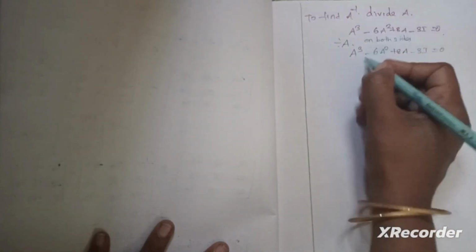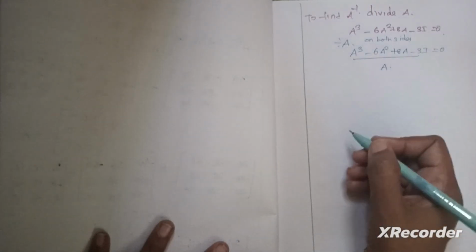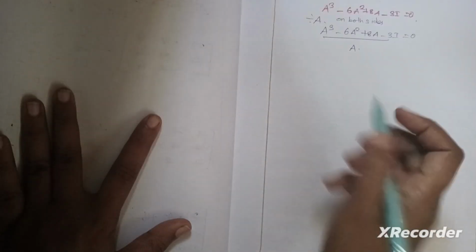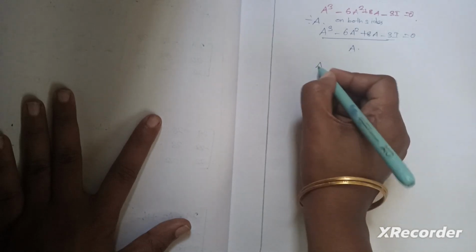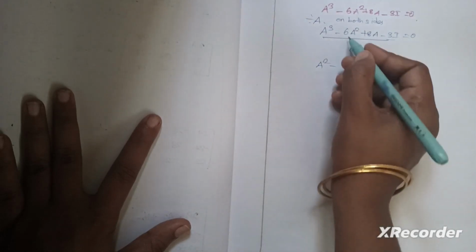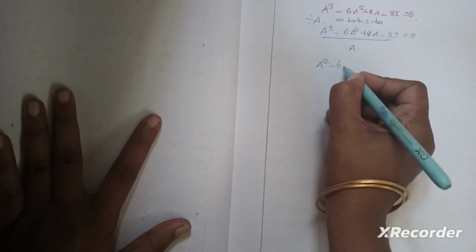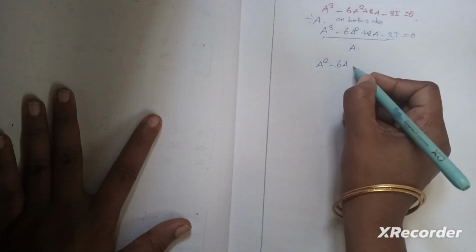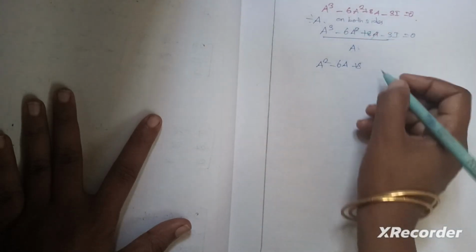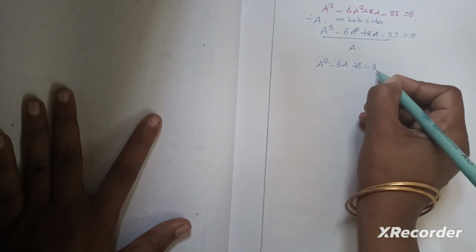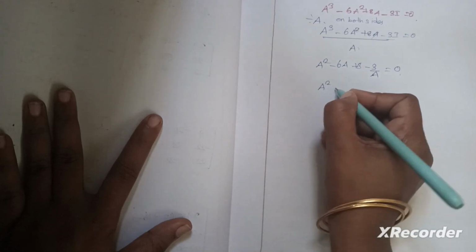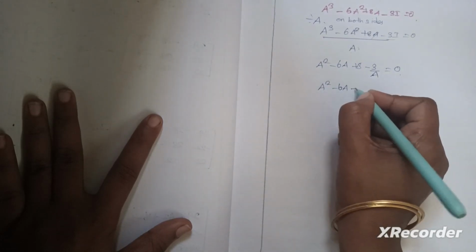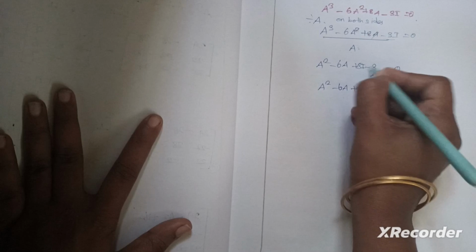0 divided by A, 0. So divided by A means A cubed divided by A, A squared. 1A will cancel. Next, 6A squared by A, 1A cancel, 6A. Next, 8A by A plus A, 1A cancel. Next, minus 3I by A equal to 0. We have to write A squared minus 6A plus 8I.